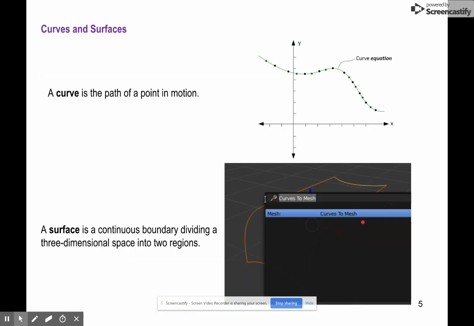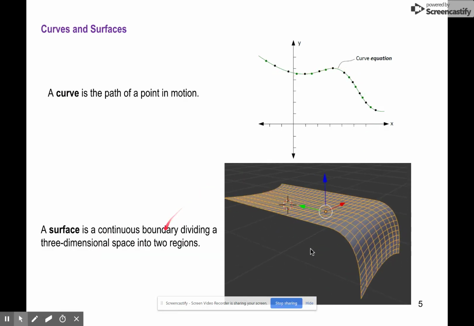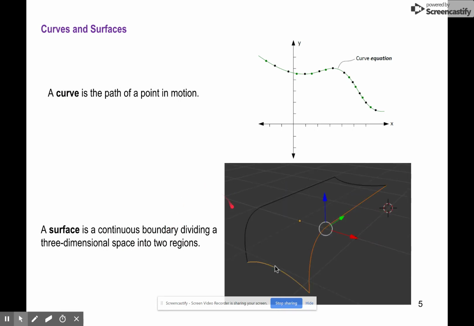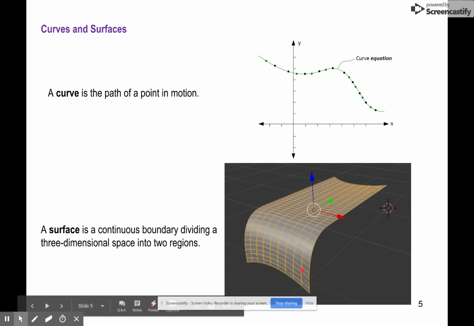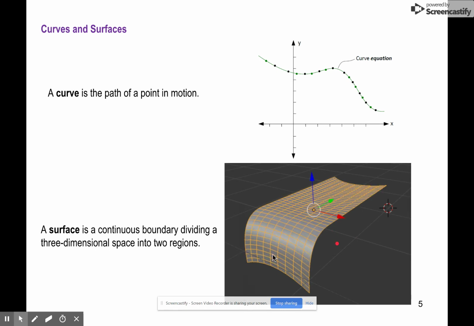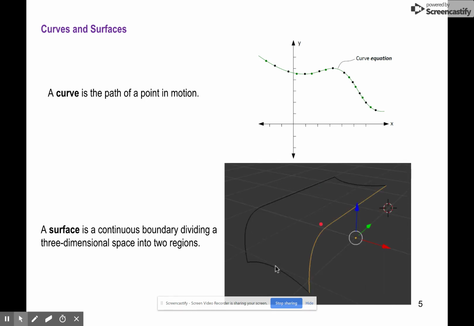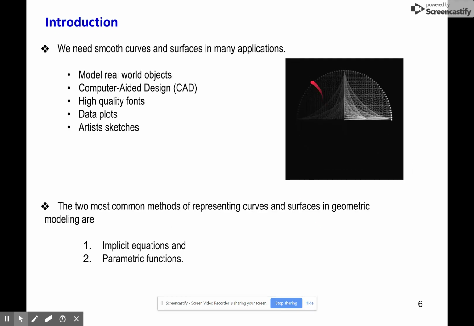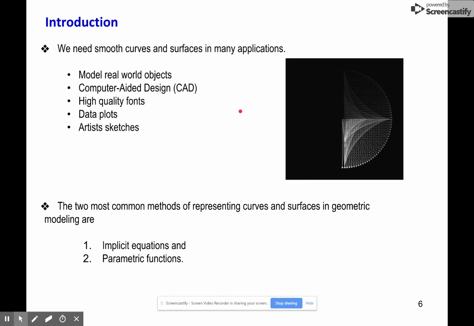So here is the basic definition. The curve is a point in motion, as you all know, sine curve and cosine curve. And the surface is one dimension bigger than the curve, which is in three dimensional motion. You can see here the design of a surface is a combination of curves. You can see the front side view and the bottom view of the surface. We use curves and surfaces in many applications like data plots, artistic sketches, and CAD tools.